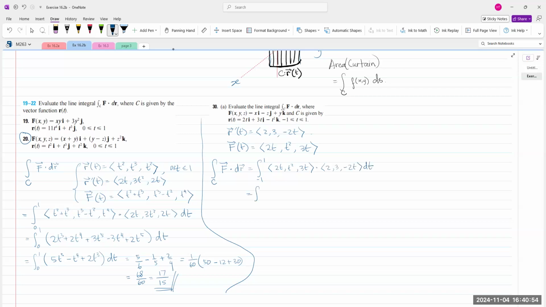And then I will do the dot product. That will be 4t plus 3t squared minus 6t squared dt. That is the integral from -1 to 1 of 4t minus 3t squared dt. Well, 4t is an odd function over opposite domains, so that will become 0, right? And we will get double of the rest.